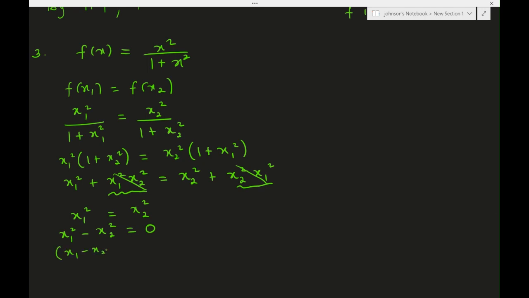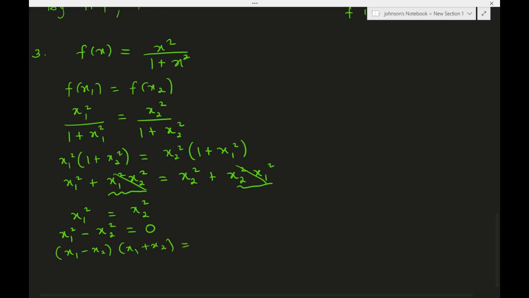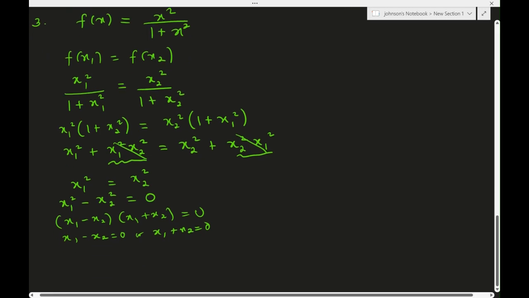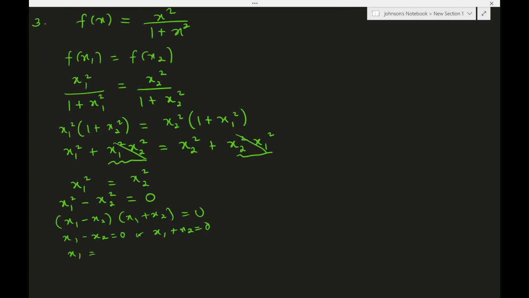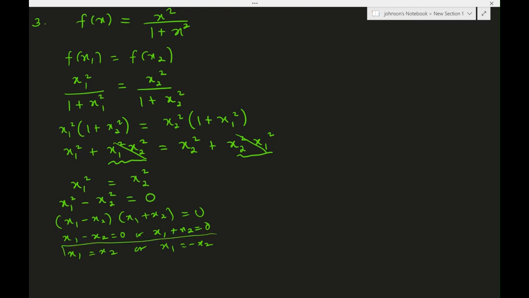And we can use difference of two squares here. So this is x1 plus x2, equals 0. And now, what does this mean? This means that x1 minus x2 is equal to 0, or x1 plus x2 is equal to 0. So from here we have x1 is equal to x2, but we have another solution here, which is saying that x1 is minus x2.